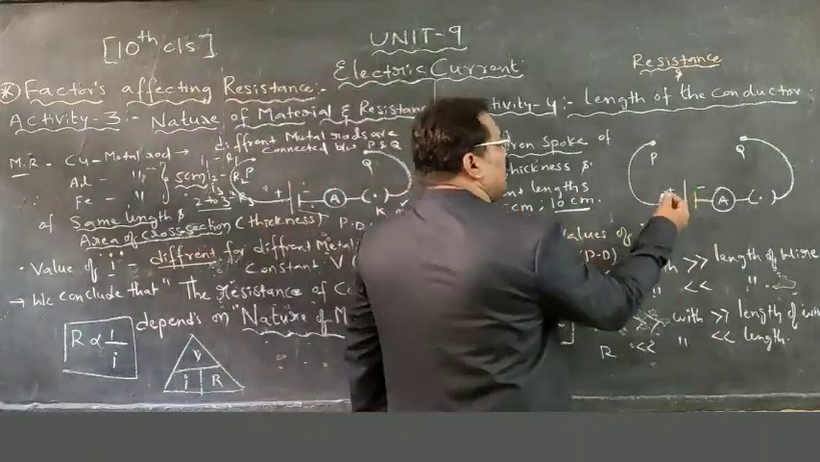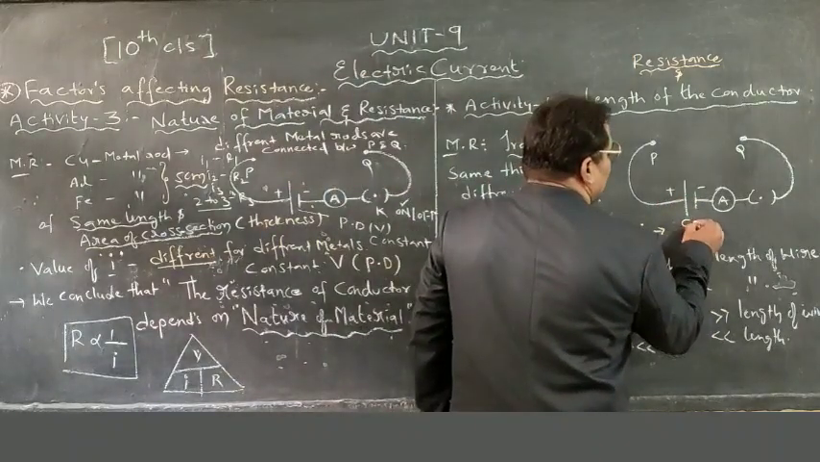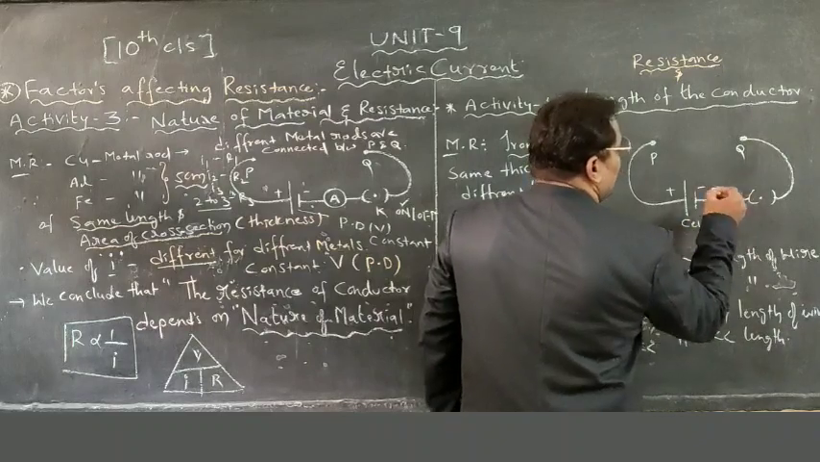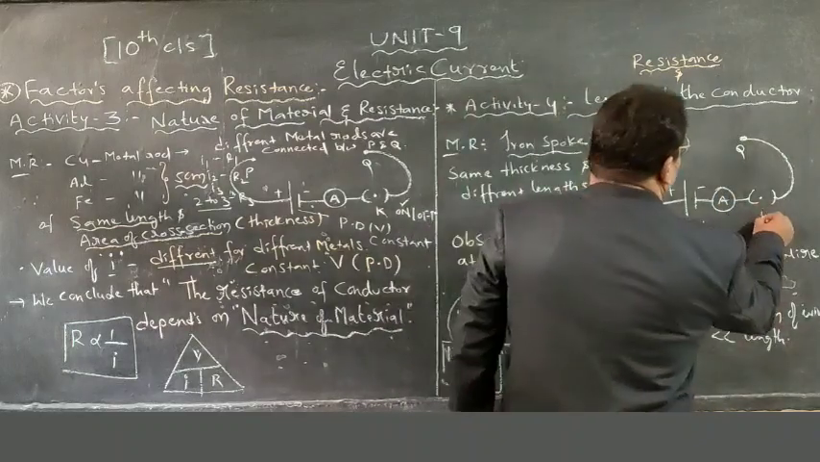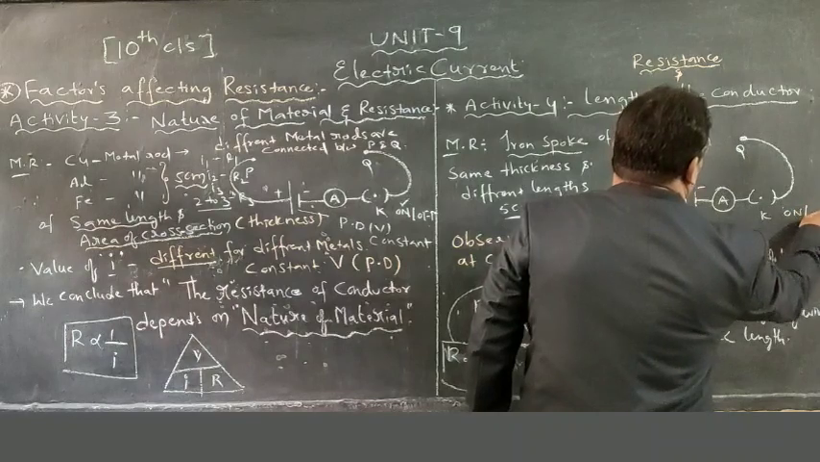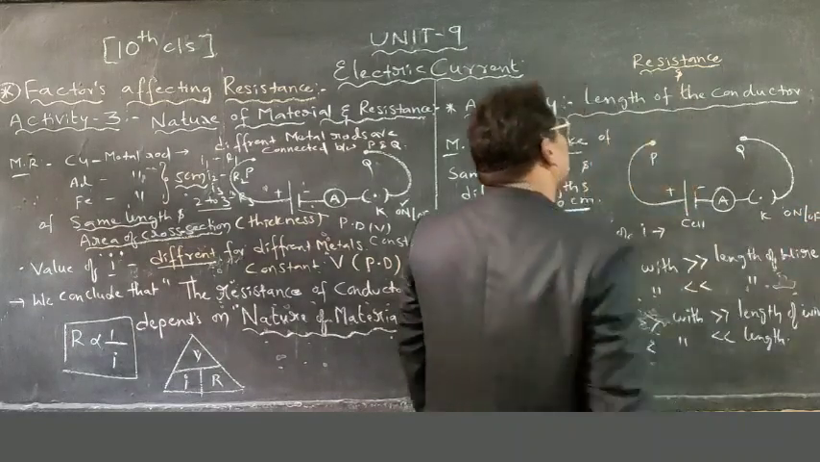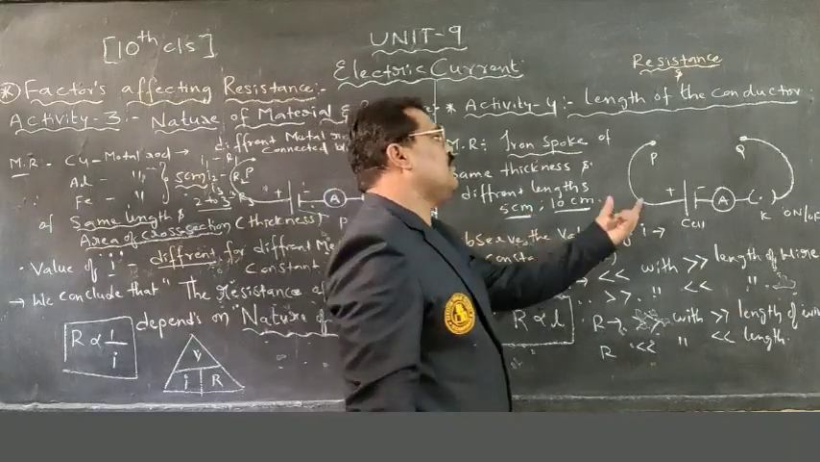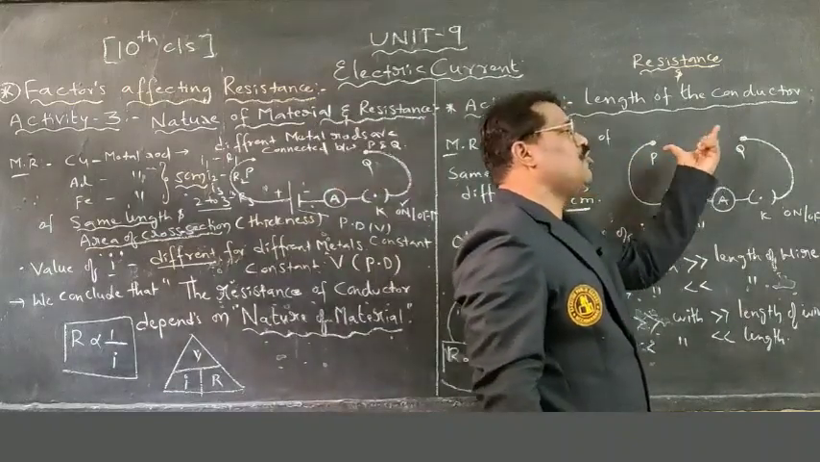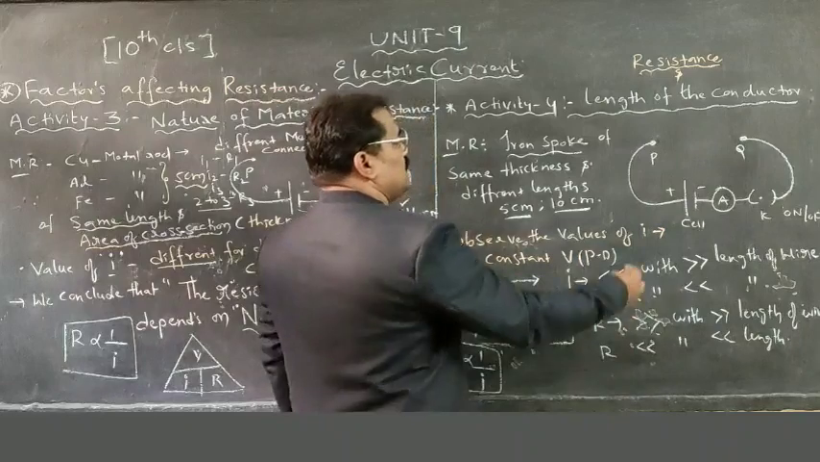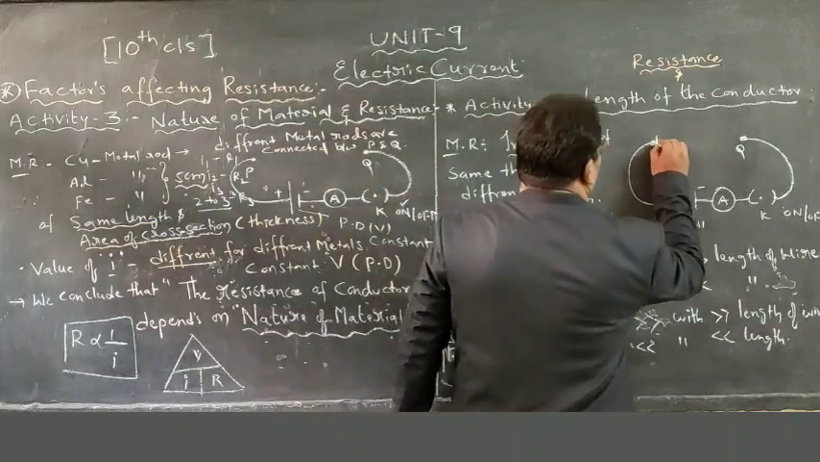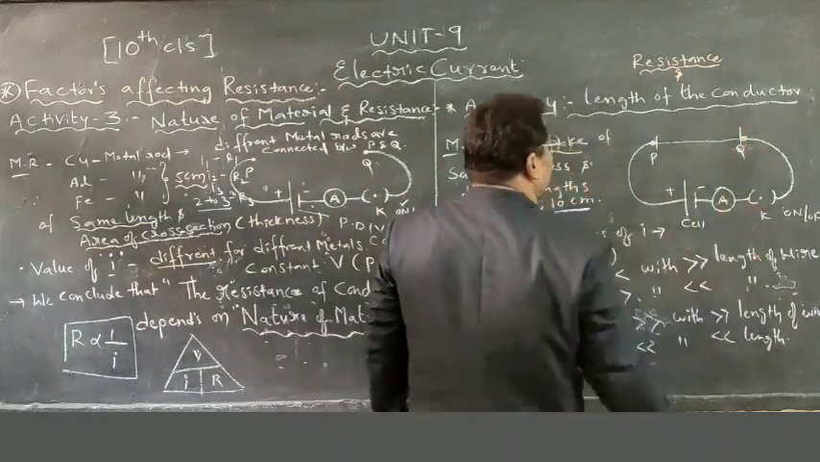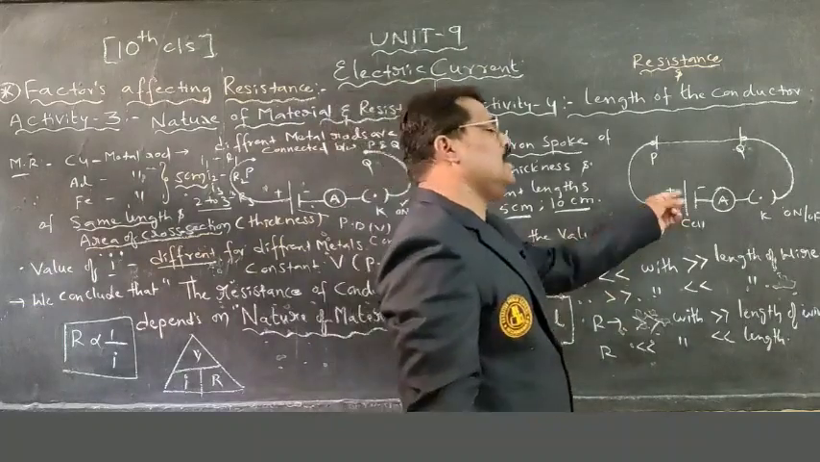Between these two, I will require a battery cell, an ammeter, and a key for on and off. First of all, take the iron spoke of 5 cm length and fix it between these two points, P and Q. After fixing it, switch on the key.